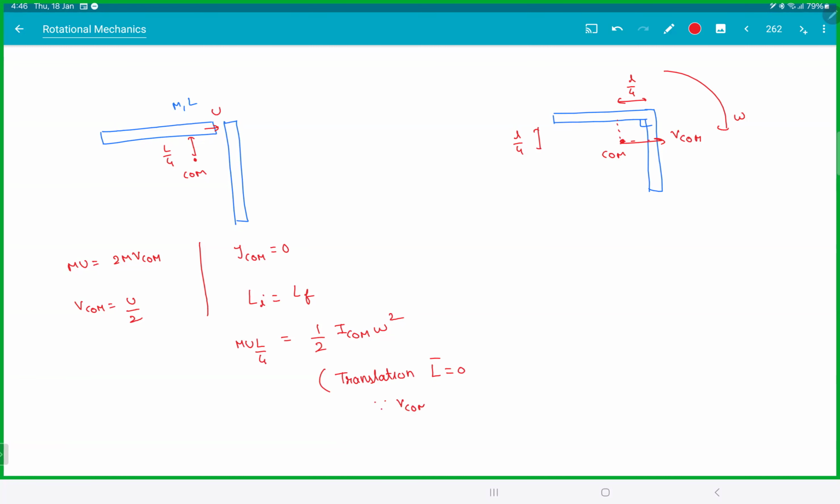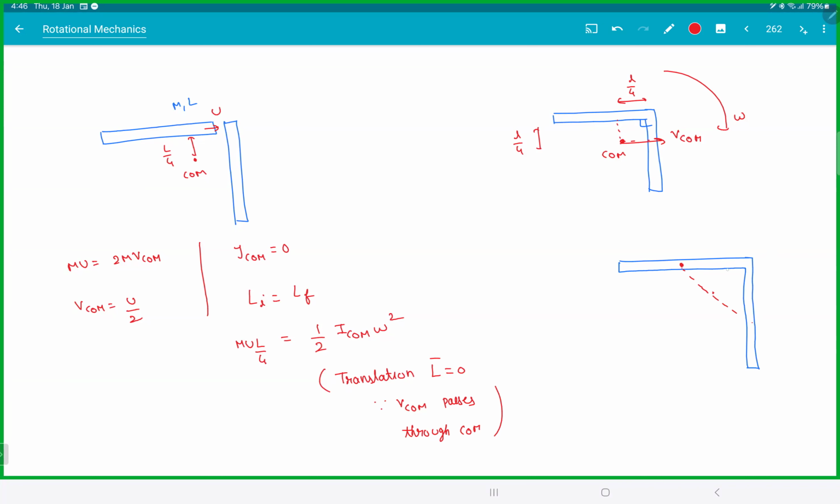Since VCOM passes through the center of mass, calculating the moment of inertia is still a bit of a headache, but not difficult. You can calculate for one rod, and that will give you the second rod also. So this is the center of mass. What is this distance here?